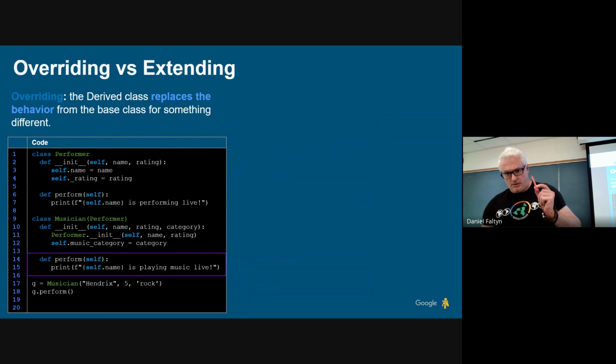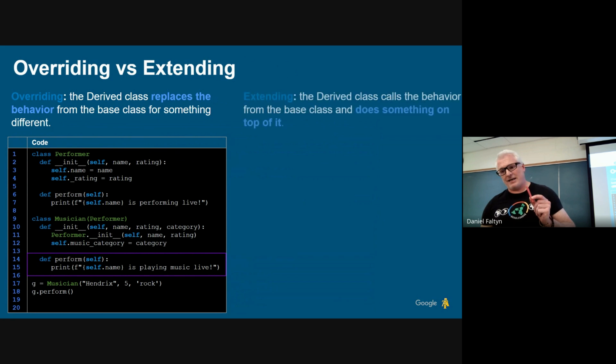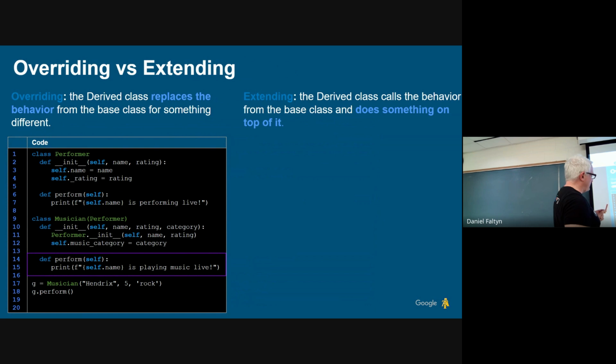So with methods, there's the concept of overriding and the concept of extending. When I override a method, I'm basically saying ignore everything that's done in my parent class. So in this implementation of musician, if somebody says perform, I'm going to print out the message he's playing music live rather than performing live. So I'm overriding, right? Nothing exists in the performer.